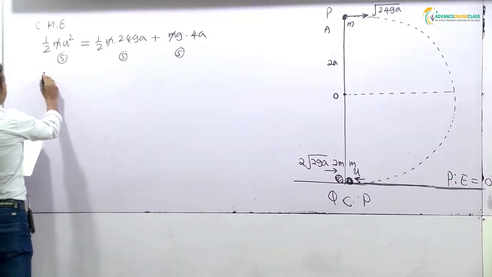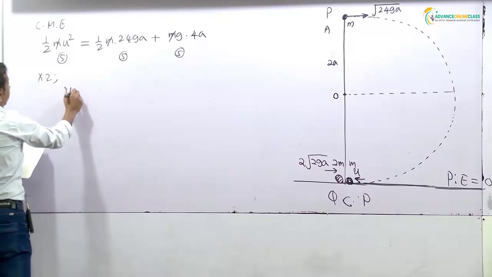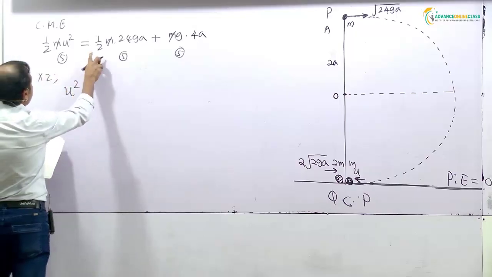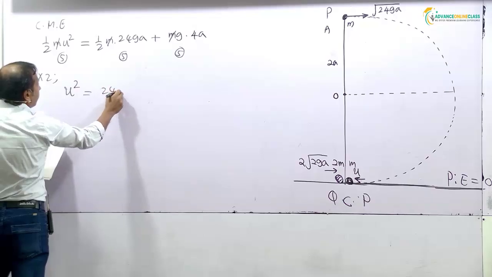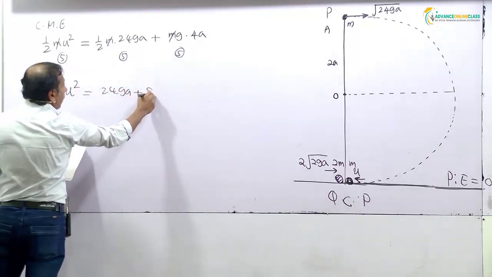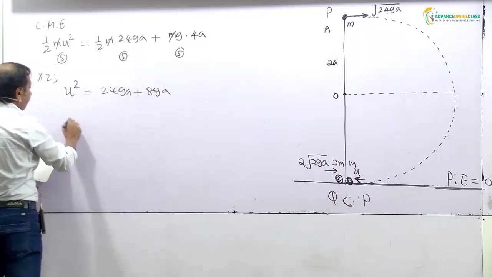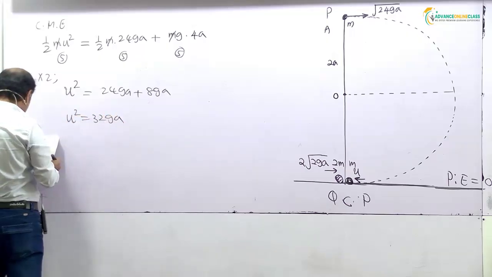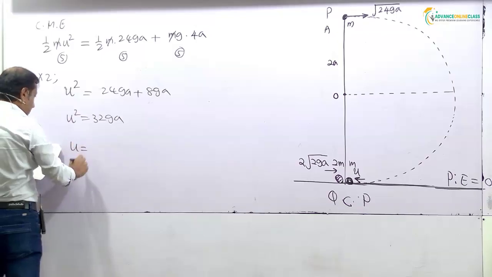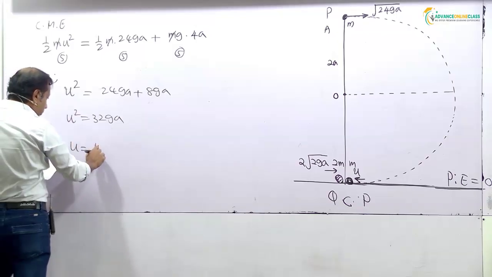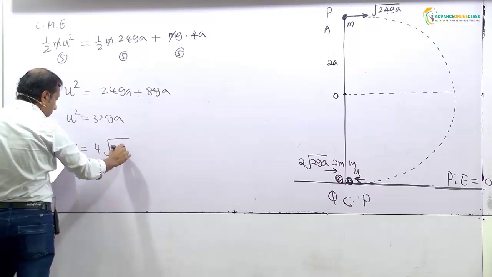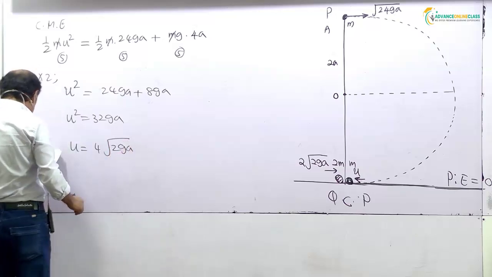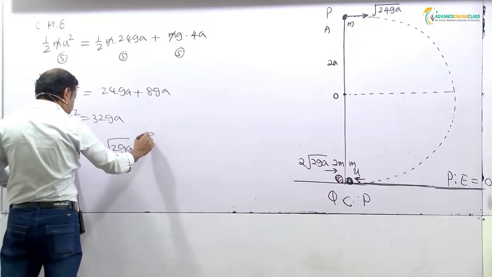Right. Multiply by 2. Here 24 GA, 8 GA, 32 GA. The root gives u as 4 root 2 GA. For this, 5 marks.